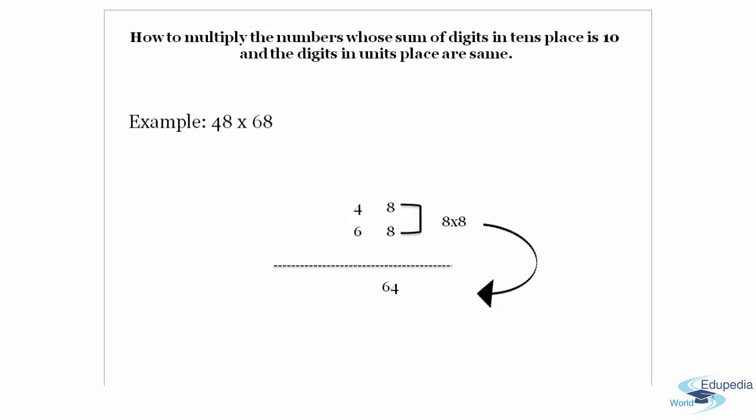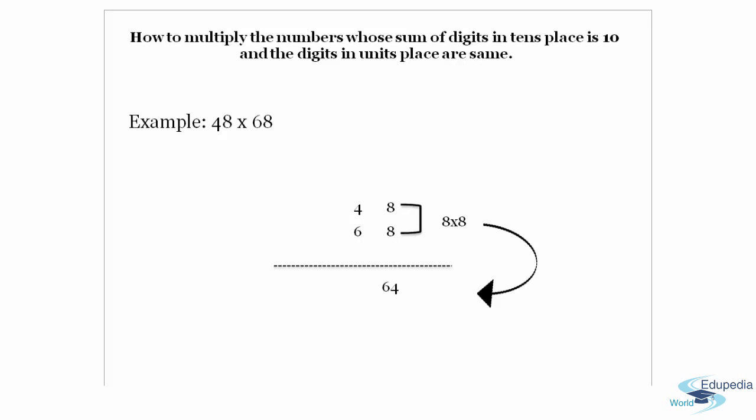After completing step number 1, you move on to the digits in the tens place. Now you have to apply step number 2 of the technique, which says that you have to multiply the digits in the tens place. So if you multiply 4 and 6, you will get 24 as the product.